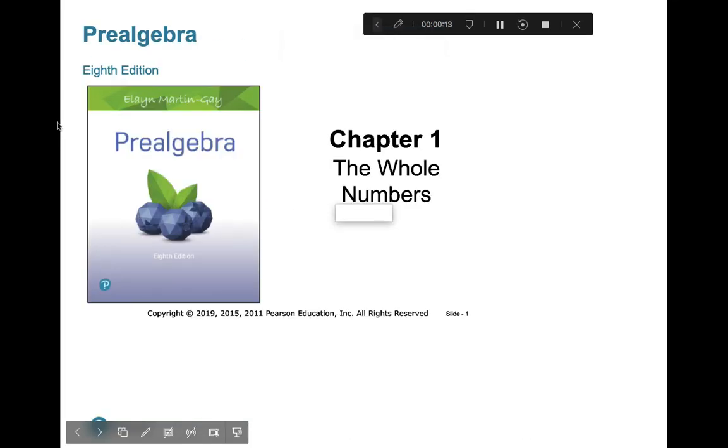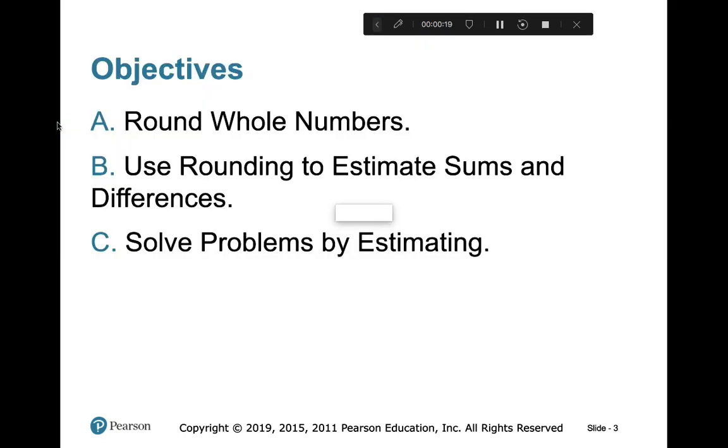So today we're talking about rounding whole numbers, super simple rounding and estimating. Our objectives for the day are to round whole numbers and round to estimate sums and differences. Remind me what a sum is. What's a sum? An answer to an addition problem.